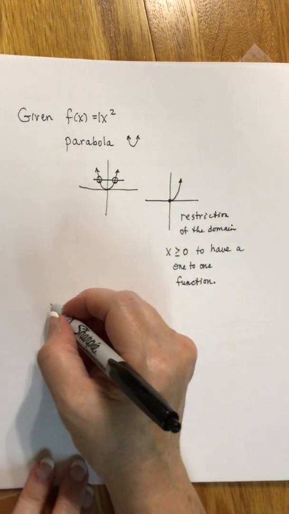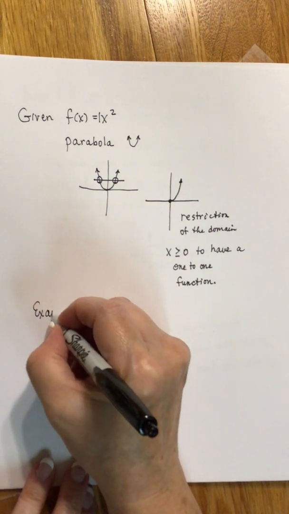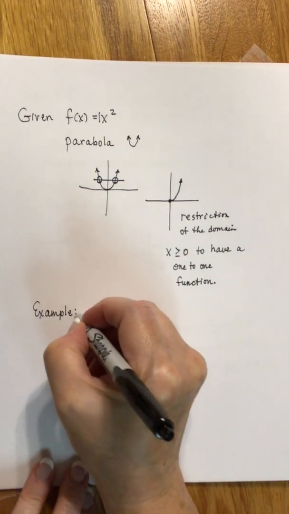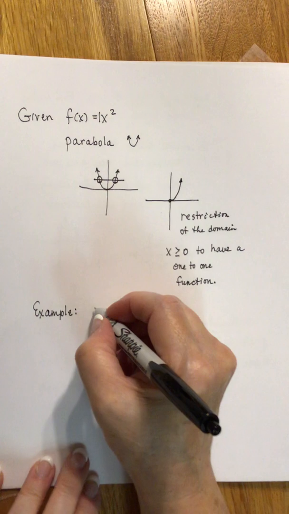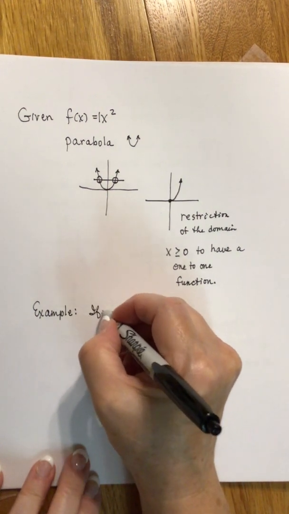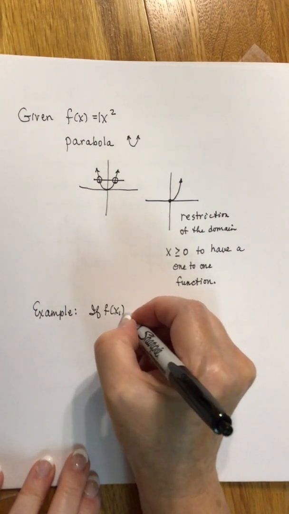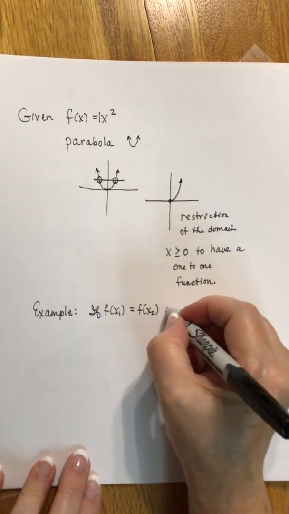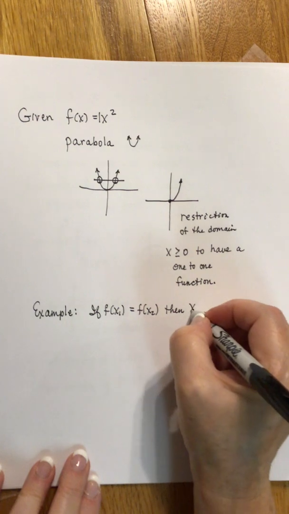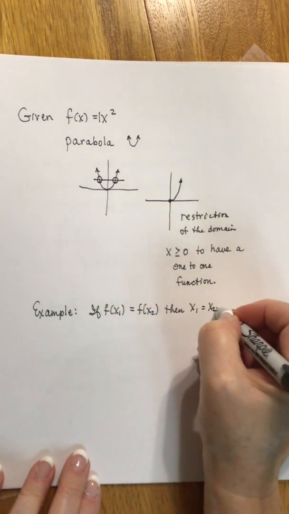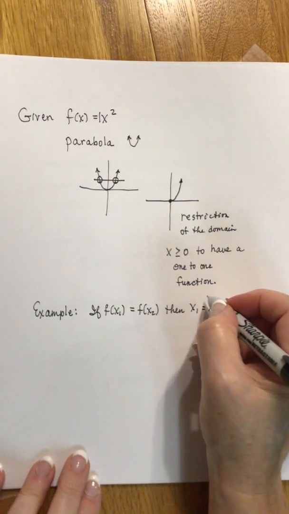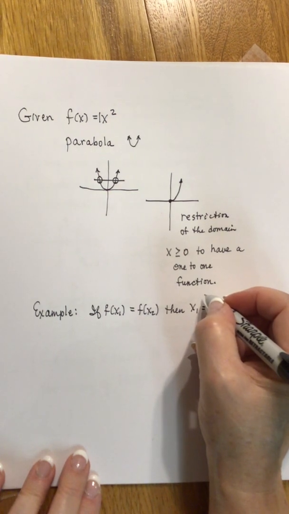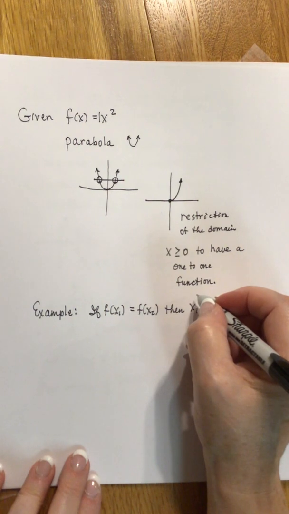Okay, the next thing we're going to look at is an example. Again, we're still talking about one-to-one functions. We're going to use an idea that if f of x sub 1 equals f of x sub 2, then x sub 1 equals x sub 2, to show the function to be one-to-one. If the y's are equal to each other, then the x's are equal to each other.